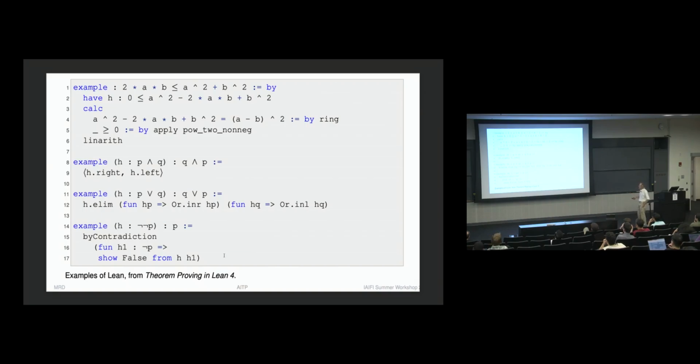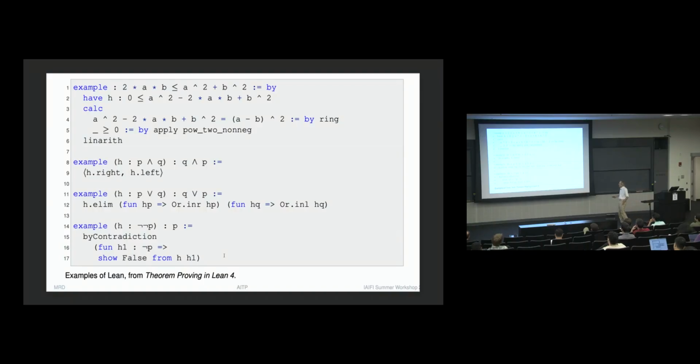Okay, here are some examples of basic logic. If you're given P and Q, how do you prove Q and P? Well, it's obvious, but from a syntactic point of view, it's something that you have to prove. You just take the right hand and the left hand, Q and P respectively, and you exchange them. So that's the proof of that.